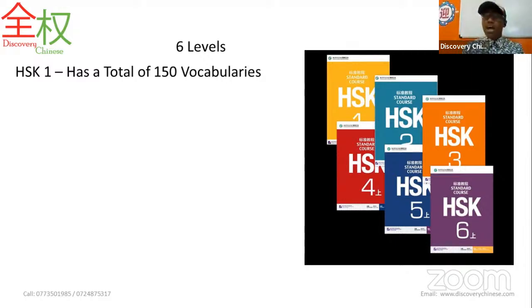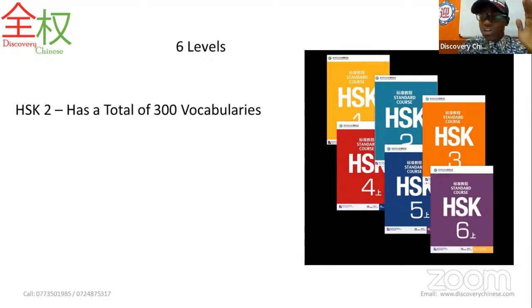Now, level 1 is a good level, and you'll have gathered more than 150 vocabularies by the time you're finished with it. Here at Discovery, level 1 will take you around 4 or so months, and with that, you will have finished the whole of level 1. When you go to level 2, you should be able to learn an additional 300 plus vocabularies, making your total around 450 vocabularies by this time.